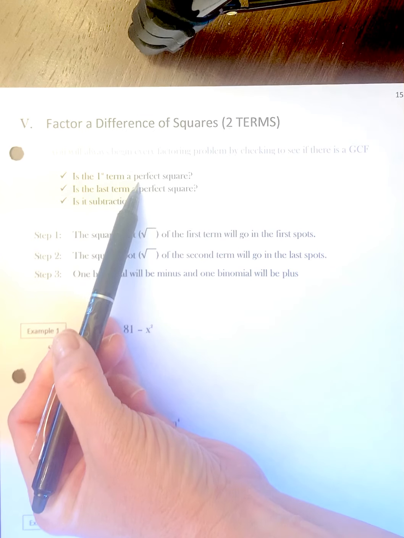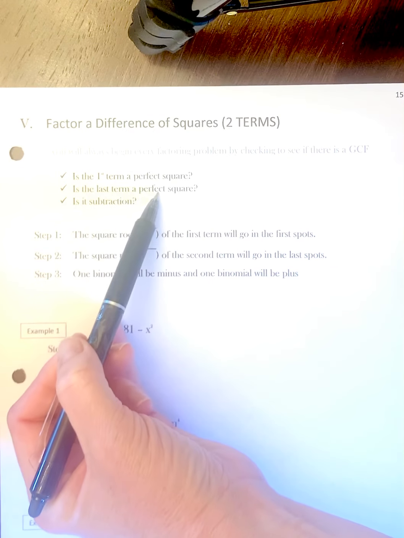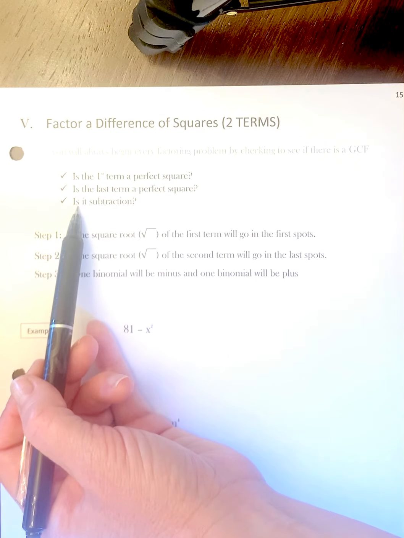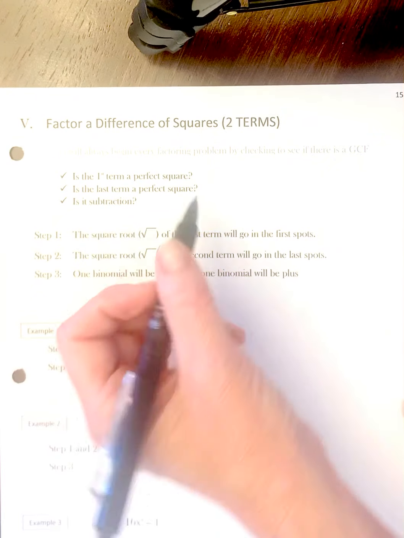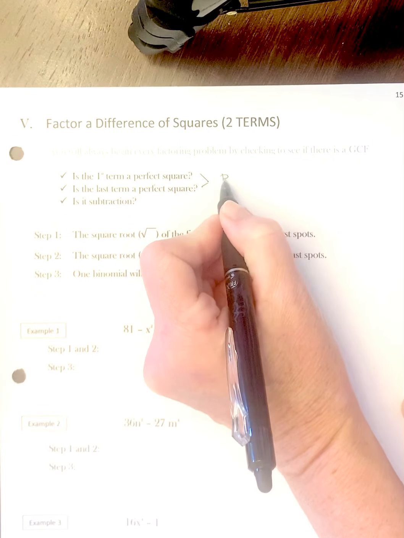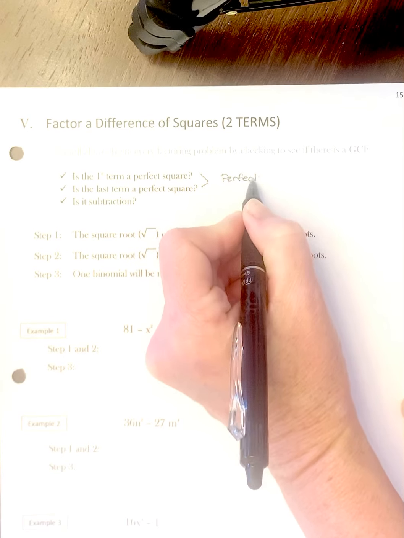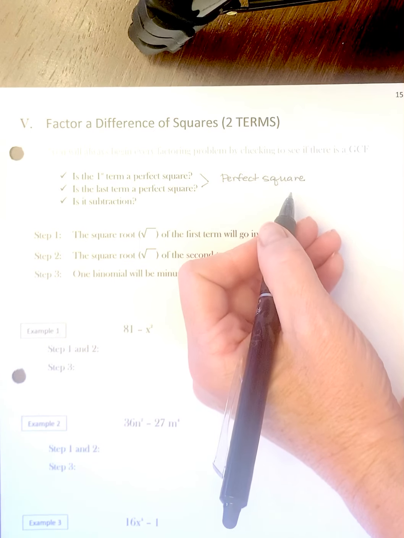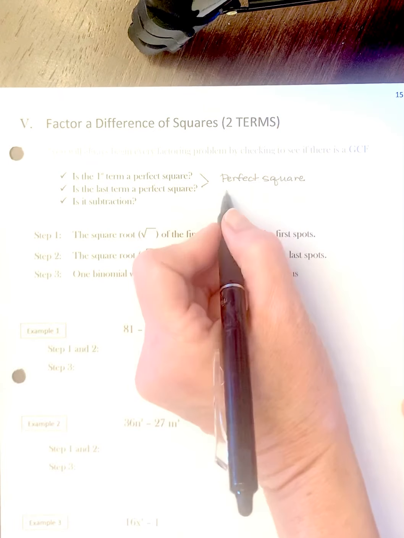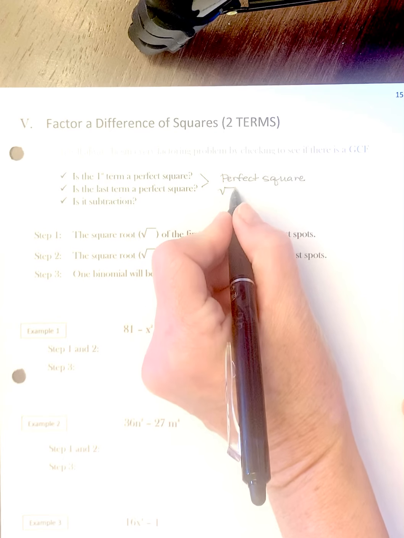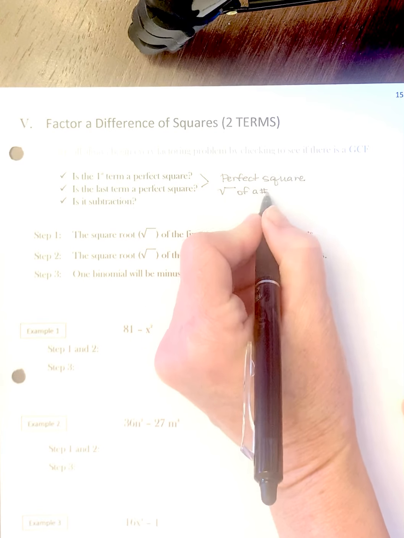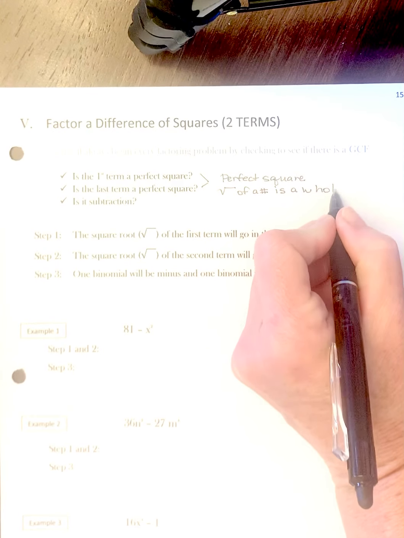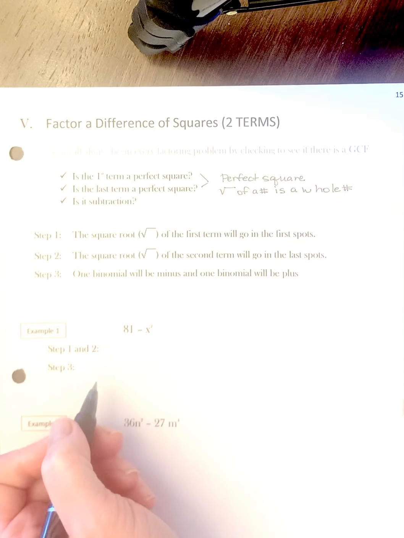Is the first term a perfect square? Is the second term a perfect square? And is this a subtraction problem? Okay, so let's look at what a perfect square is. A perfect square means that when you take the square root of a number, it's a whole number. So the square root of a number gives you a whole number.